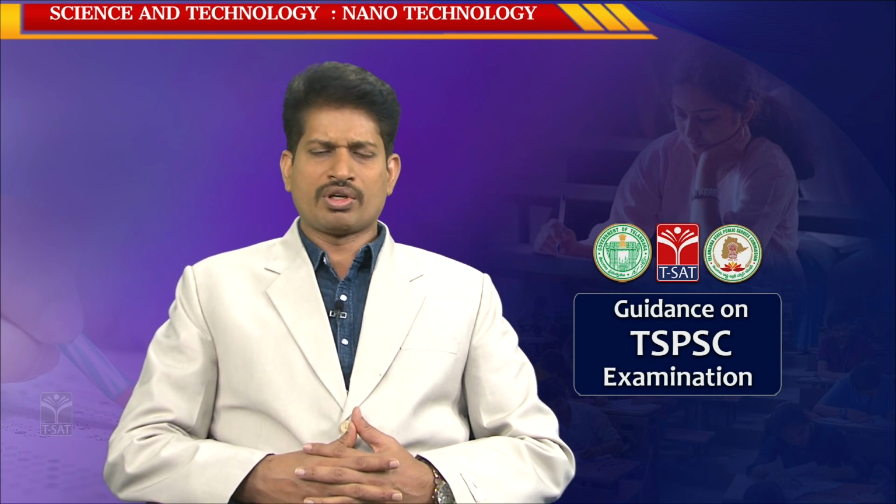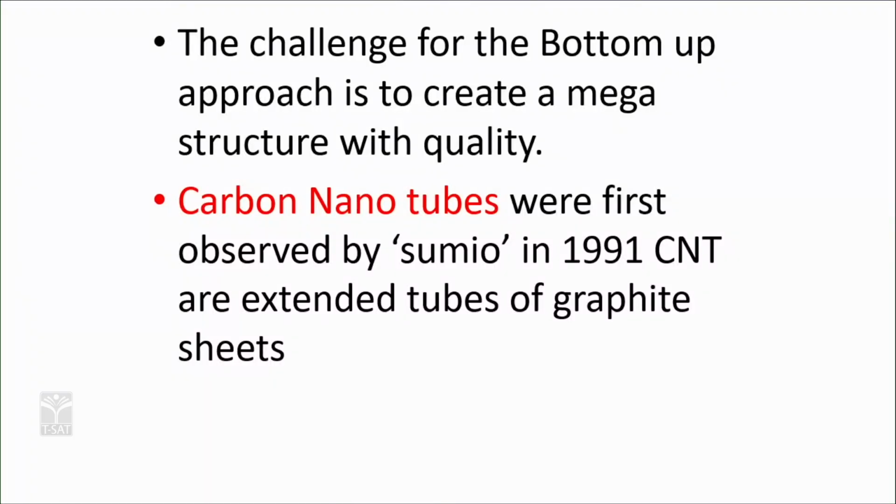Another classic example of the application of nanotechnology is carbon nanotubes, first observed by Iijima in 1991. CNT means carbon nanotubes, which are extended tubes of graphite sheets. So, carbon nanotubes are made with graphite.